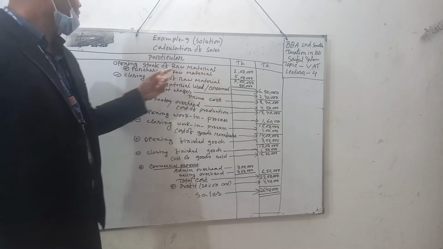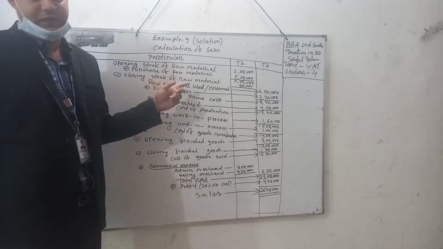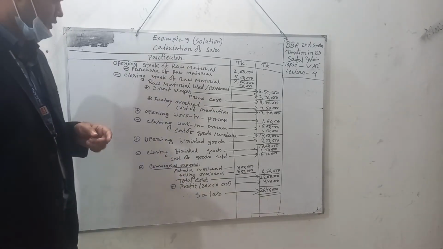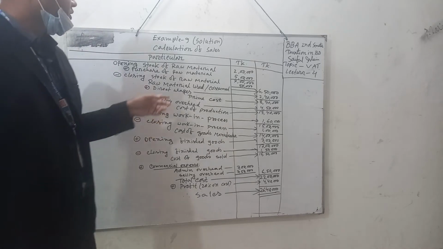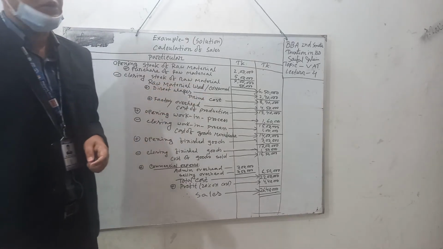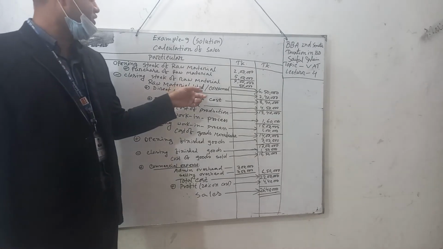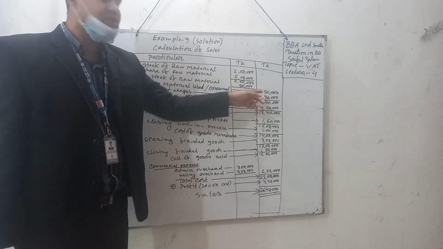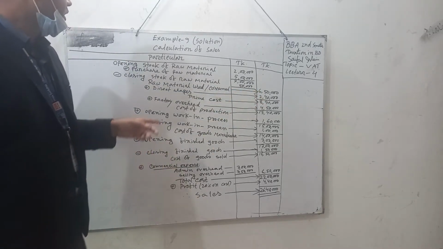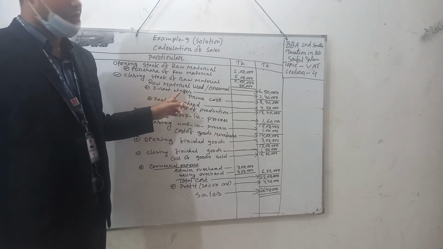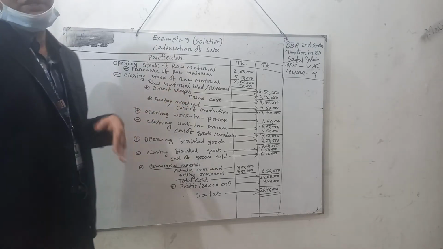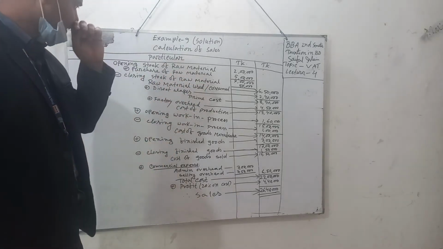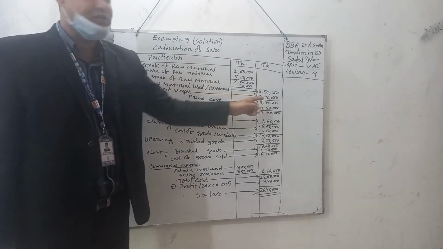And we will minus closing stock of raw material. Given in the question, closing stock of raw material is 50,000. Then the answer will be raw material used or raw material consumed. In the answer sheet, we can see that raw material used or raw material consumed is 6,50,000, plus direct wages. We know that any direct cost we will add to raw material used. Given in the question, direct wages are 2,40,000.